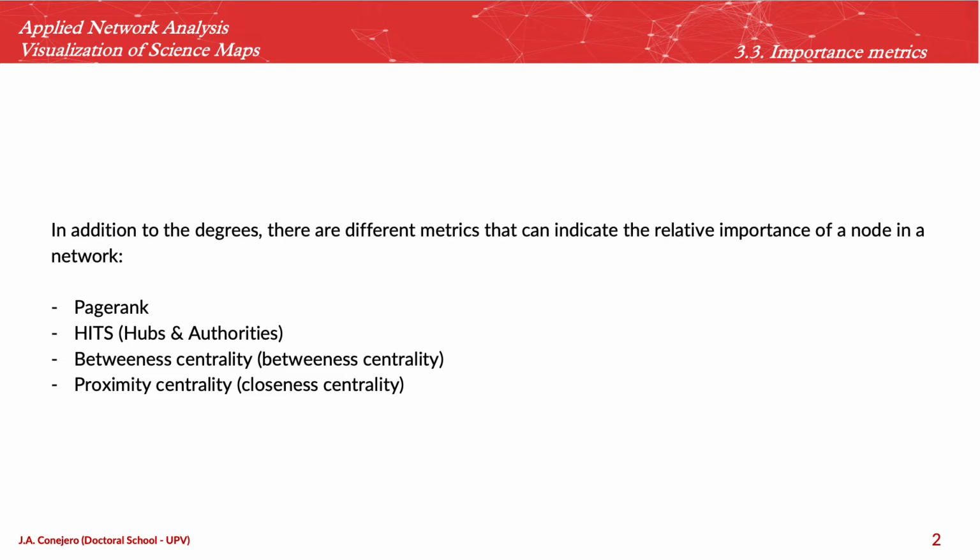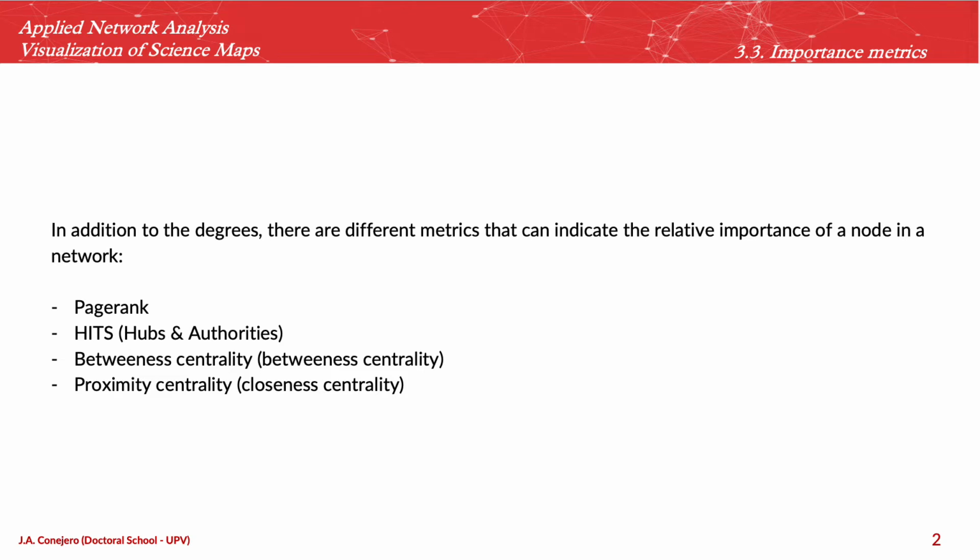So besides the degrees, there are different metrics that can indicate the relative importance of a node in a network. The first two that we have indicated are PageRank and the results of hubs and authorities, and some measures of centrality such as betweenness or proximity centrality, which is also called closeness centrality.